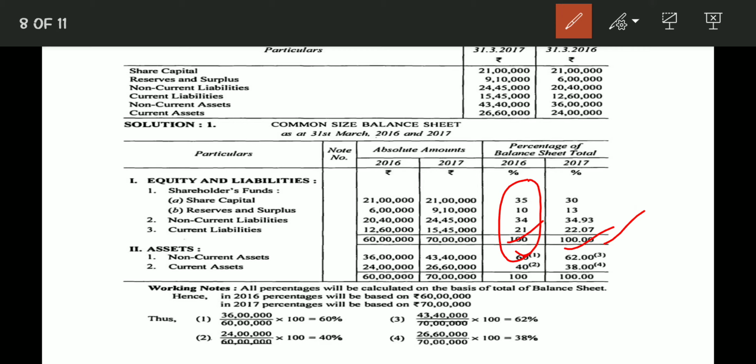Same as in asset, 36 lakh is divided by the total of the asset side, that is 60 lakh, into 100, that is 60%, right? Same as 43 lakh 40,000 is divided by 70 lakh, that is 62%, okay? And same as current asset, for current asset, 24 lakh is divided by 60 lakh and 26 lakh 60,000 is divided by 70 lakh, right? Quite easy.